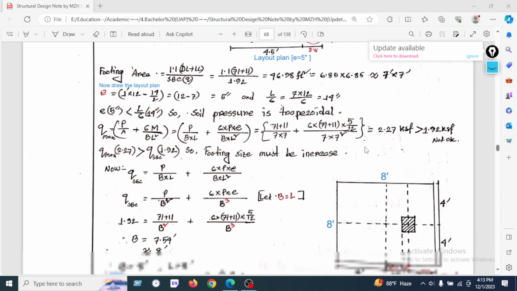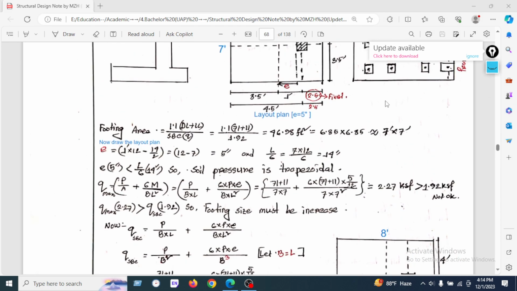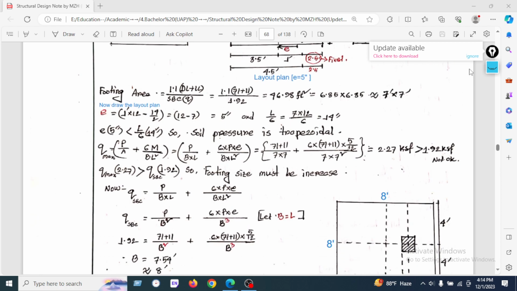Okay. So now we will find the soil bearing pressure. This is P by A plus 6M by B L square. M means force into distance, which is perpendicular to force, into distance will be moment. So P by B into L plus 6 P into e divided by B into L square. Here B and L we have already found, all dimensions are the same, 7 feet by 7 feet. Thus B and L will have the same value.